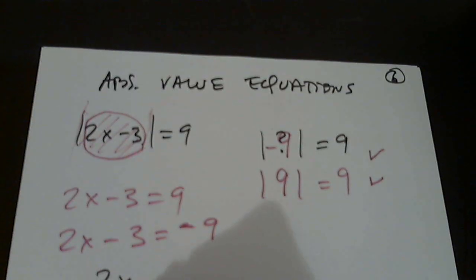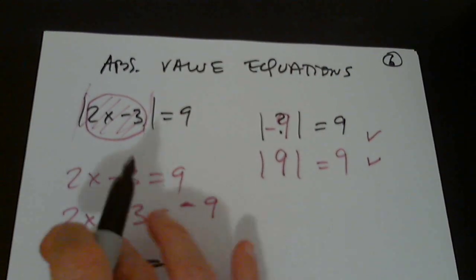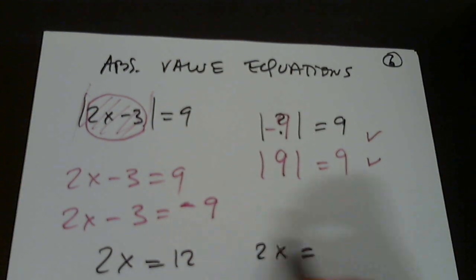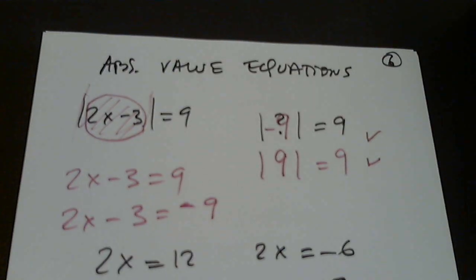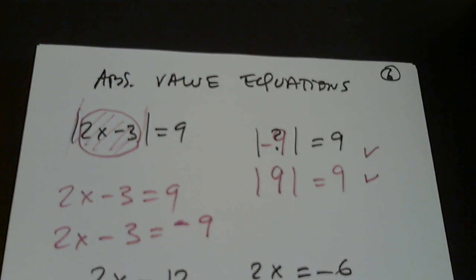2x equals 12. That's the first one. So x equals 6. And the other one is 2x equals negative 6. So x equals negative 3. So the equation has two solutions. You don't need to check them, but let's check them.